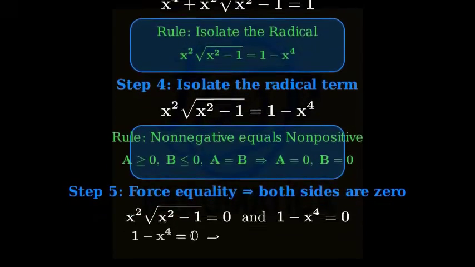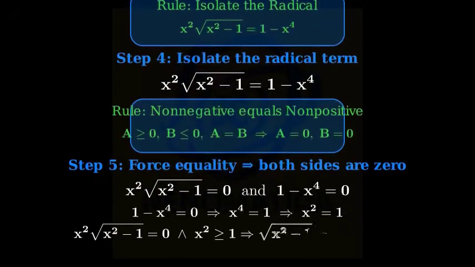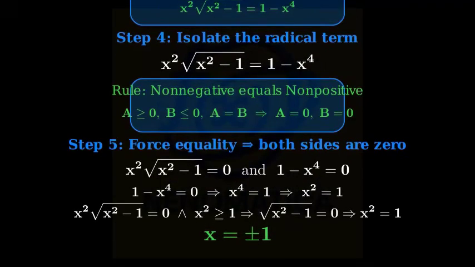Step 6. Solve the simultaneous conditions under the domain x squared greater than or equal to 1. From 1 minus x to the fourth equals 0, we get x to the fourth equals 1. So x squared equals 1. Also, x squared times the square root of x squared minus 1 equals 0. The factor x squared cannot be 0 because the domain requires x squared at least 1. Therefore, the square root must be 0, giving x squared minus 1 equals 0. Hence, x squared equals 1. Thus, x equals plus or minus 1.